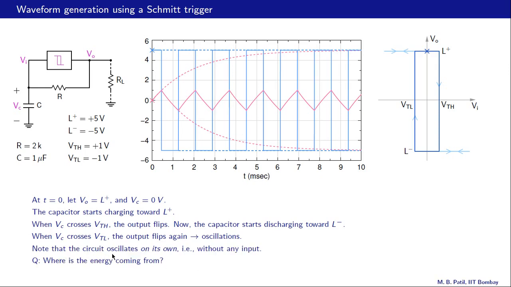Note that the circuit oscillates on its own, that is without any input. There is no input anywhere for this circuit. Question: where is the energy coming from? What is the answer to that? Remember, there is an op amp sitting inside, so that is where the energy is coming from, specifically the power supply of the op amp.